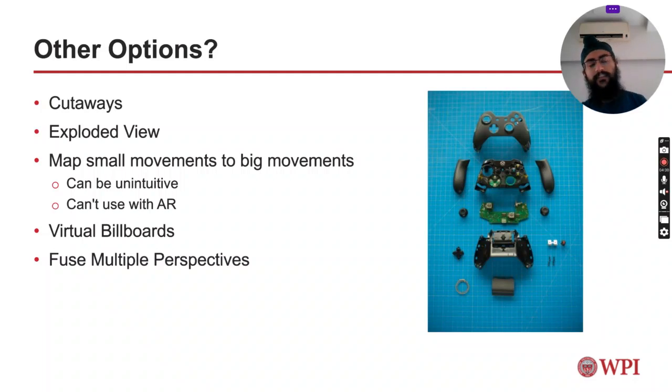So another thing we could do is allow the user to move around the environment through smaller motions, so they might take one step and then travel 10 steps in the virtual environment. This is a good way of allowing them to get around a bigger space easily. But the problem is that it can be a little unintuitive because it doesn't match up. They do one step and then the interface moves 10 steps.